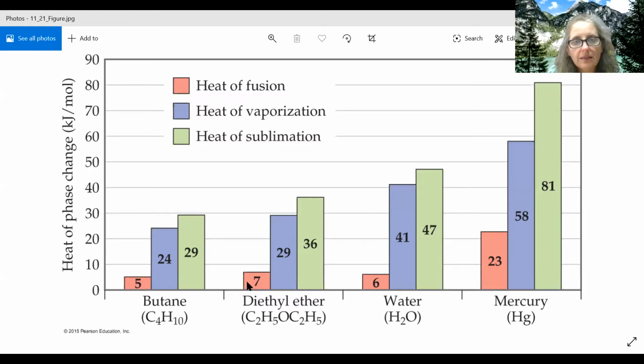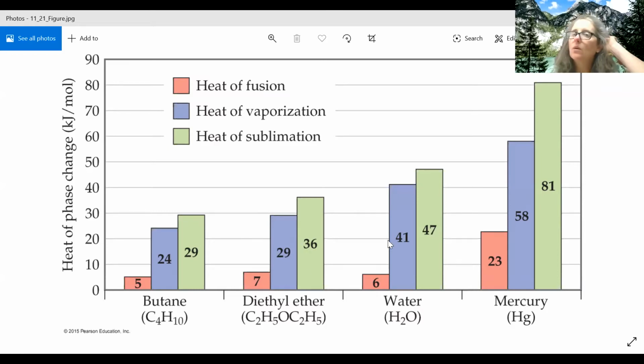Well, you could say that 7 plus 29 gives me 36. So obviously the heat of fusion plus the heat of vaporization gives us heat of sublimation. That's why we don't focus too much on heat of sublimation, because it's just the adding of the two. But do notice heat of fusion for all of these substances is lower than heat of vaporization. Heat of fusion is going from solid to liquid, versus heat of vaporization going from liquid to gas, liquid to vapor.